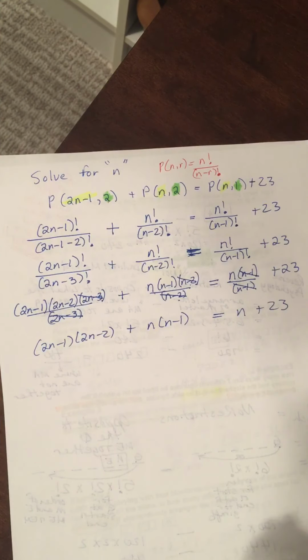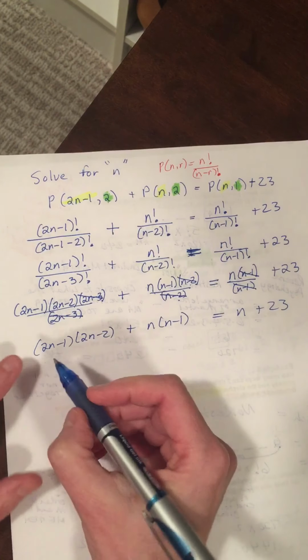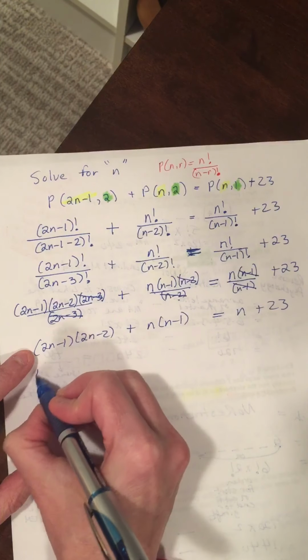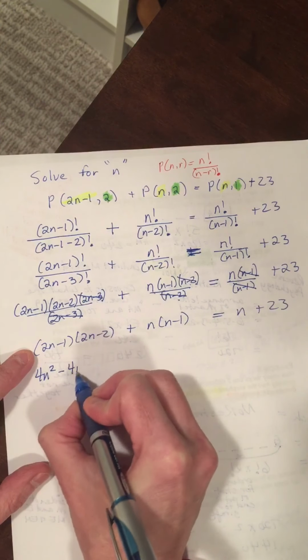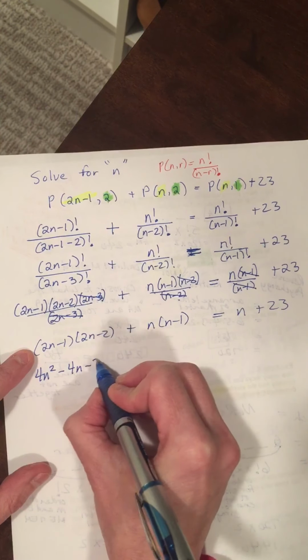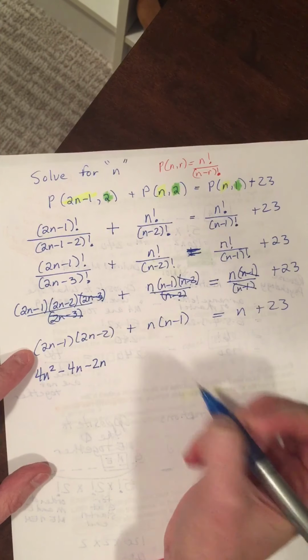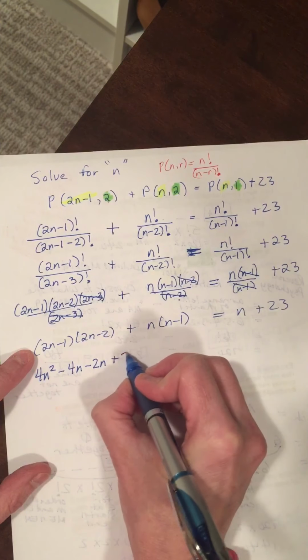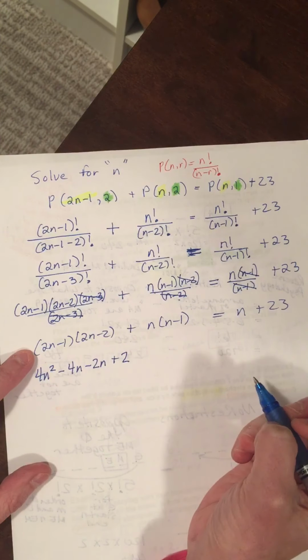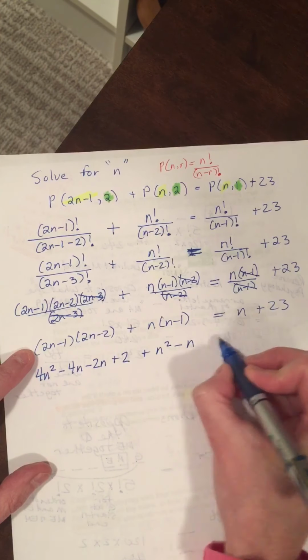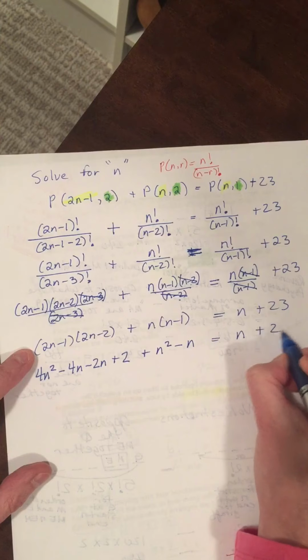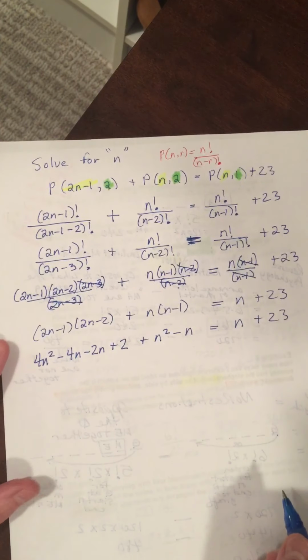Now you should be feeling good because this is just a matter of foiling, rainbowing, collecting like terms. So let's start with our foiling. First times first, 4n squared. Outside times outside, negative 4n. Inside times inside, negative 2n. Last times last, positive 2. Rainbow, n squared minus n. Nothing to do on the right.